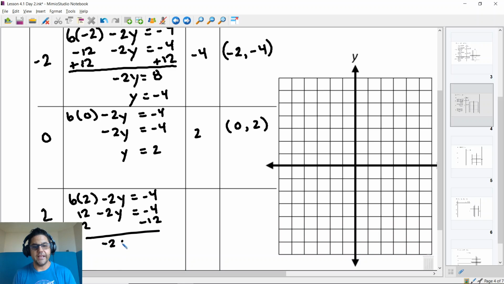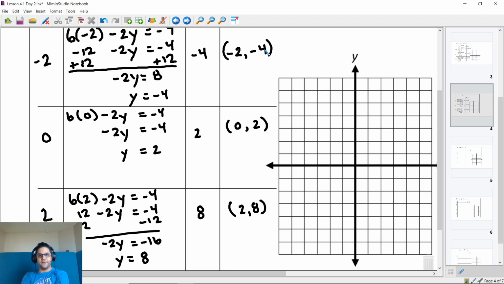-4 and -12 gives me -16. So what does y have to be? Well, -2 times 8, hey, -2 times 8 is -16. So y is 8. Ooh, did you predict that was the big jump? In other words, it's increasing by 6, right? -4 plus 6 is 2. 2 plus 6 is 8. Excellent. All right, I'll help you plot the points, and then you get to make your line on your own.